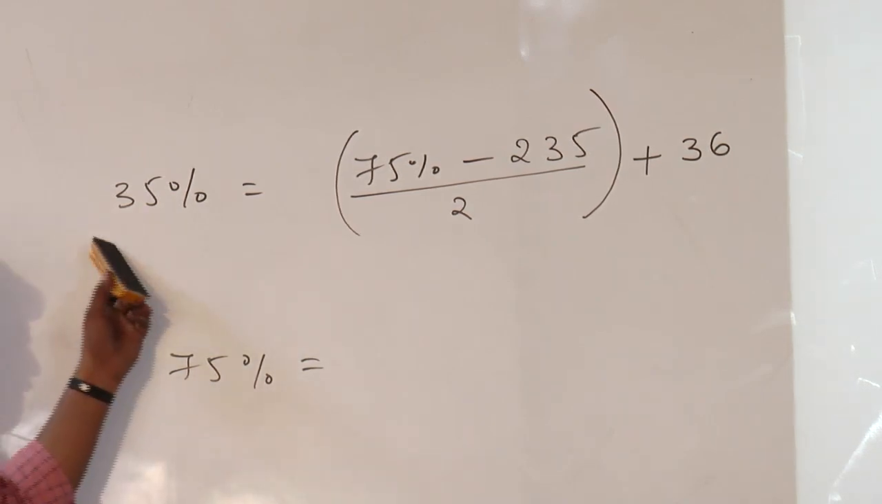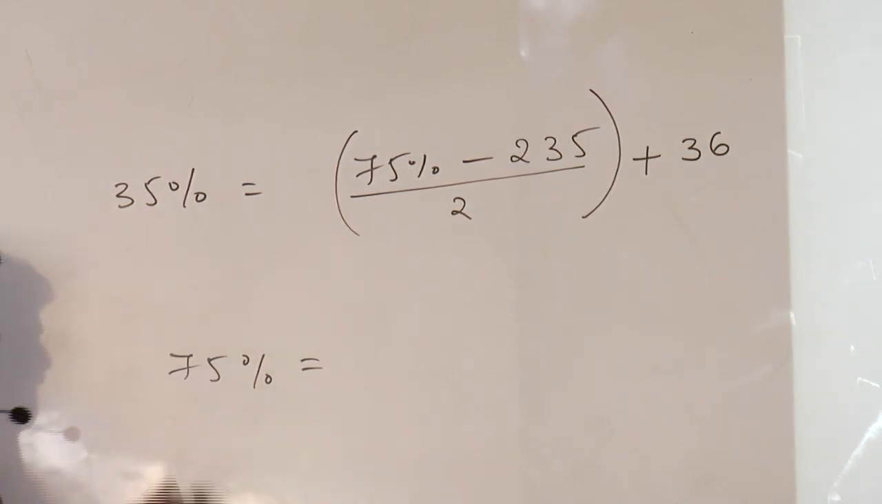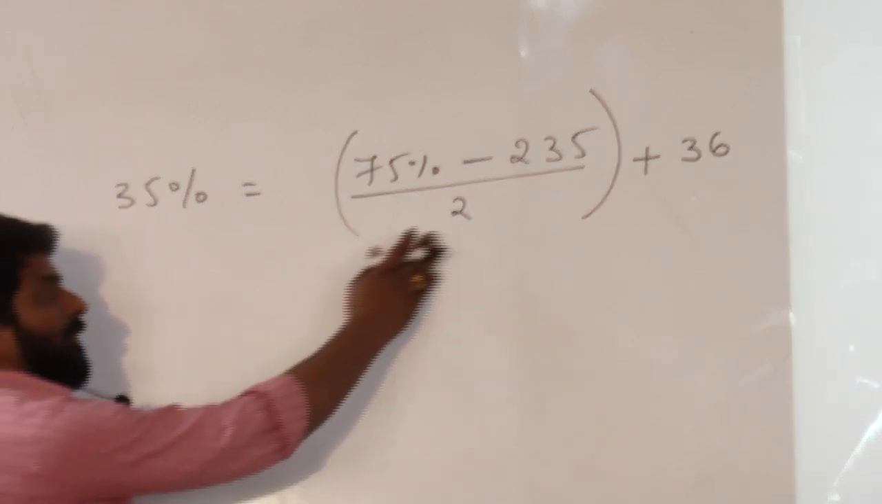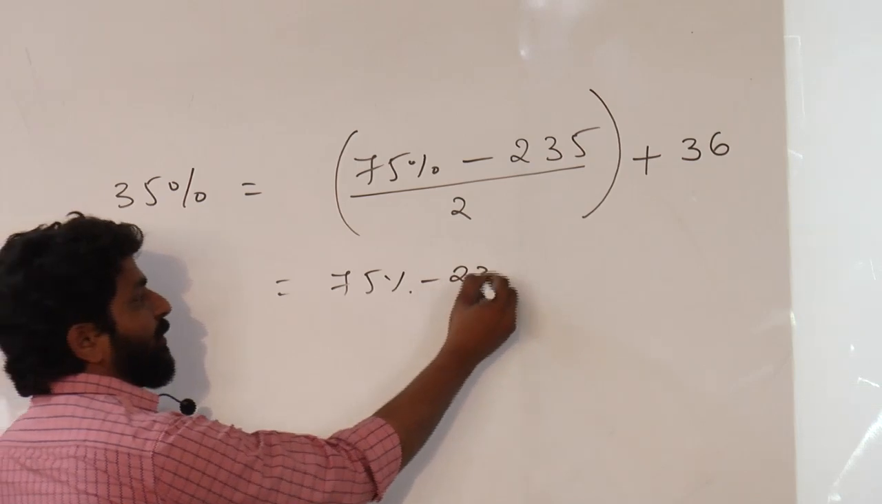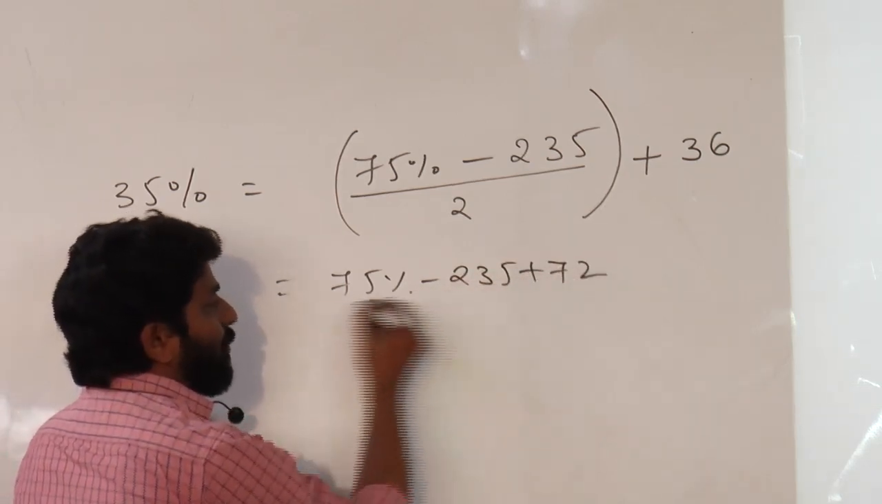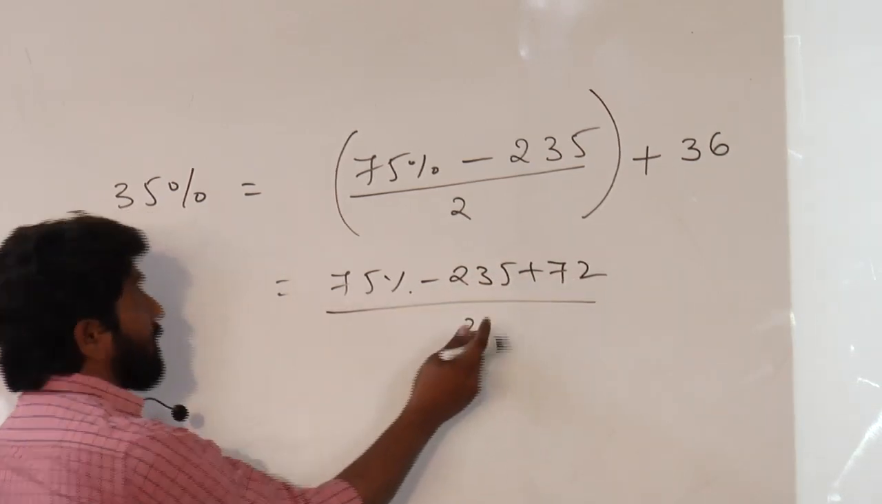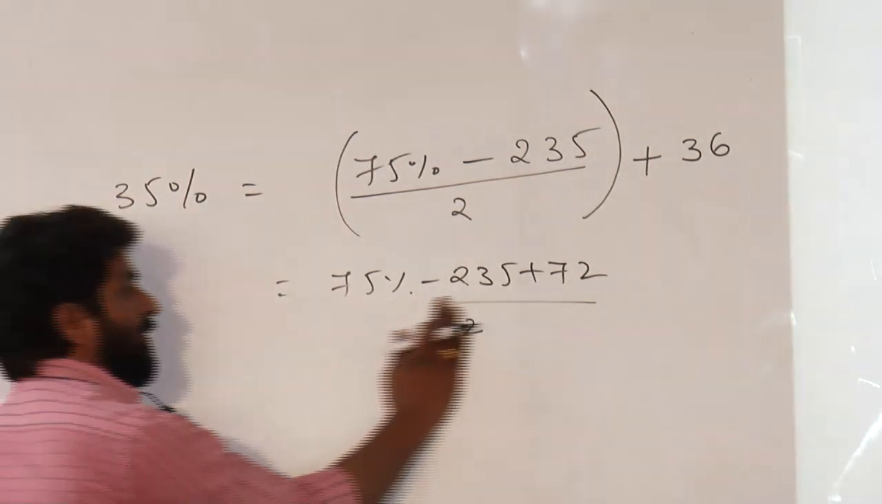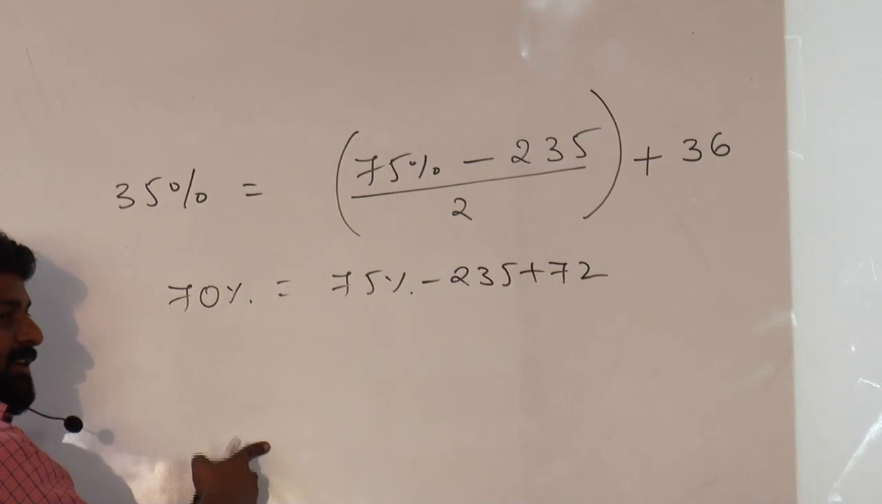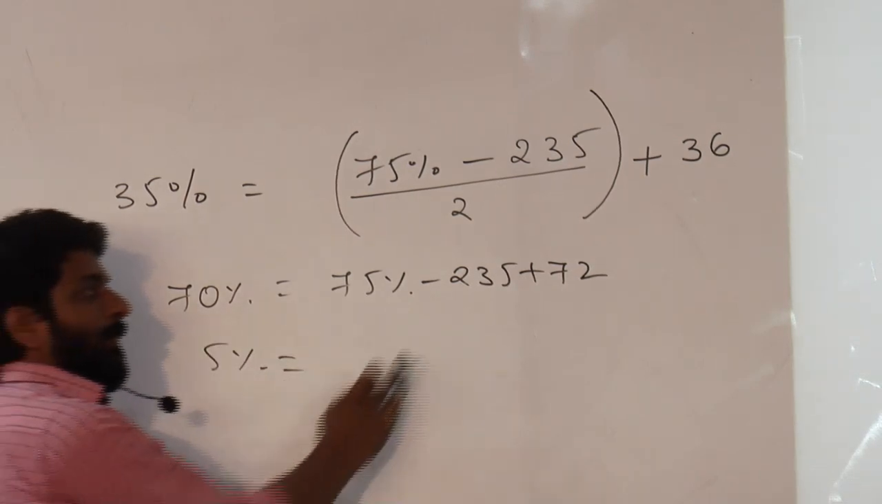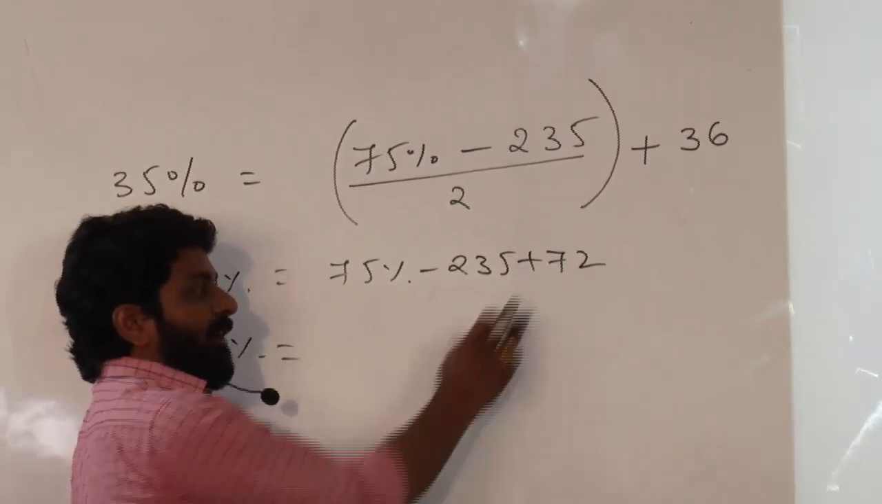Take 2 common. 75% minus 235 plus 72 by 2. 2 comes to left hand side. That becomes 70%. Take this to right hand side. 5% minus 235 plus 72.